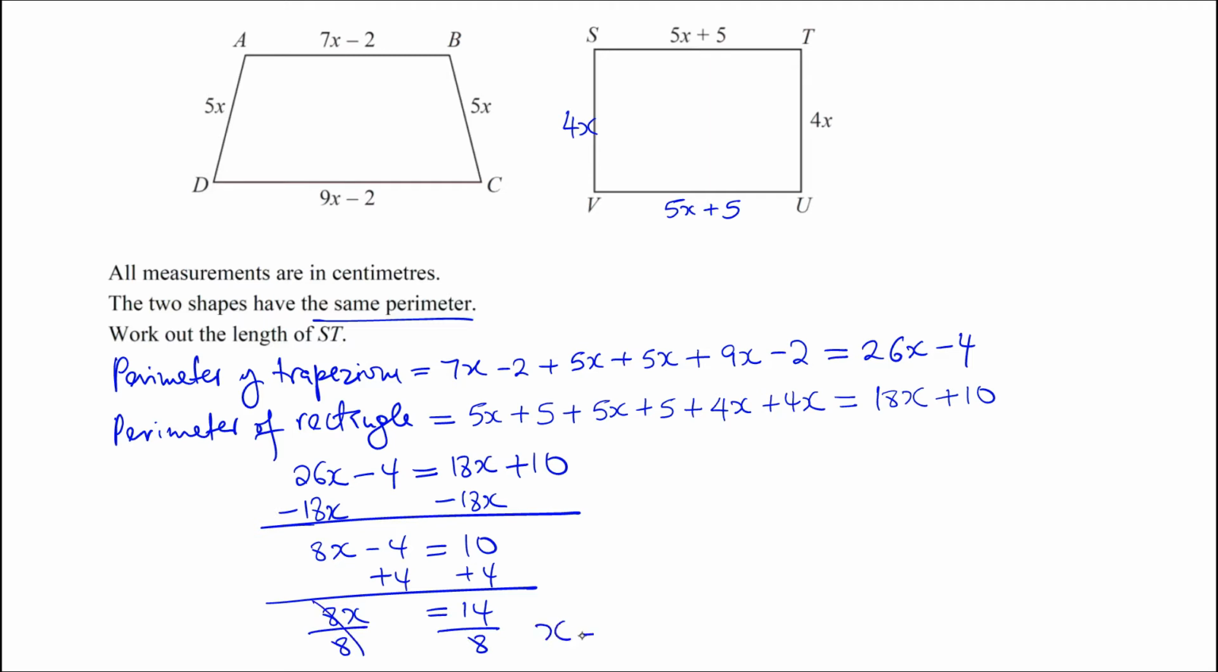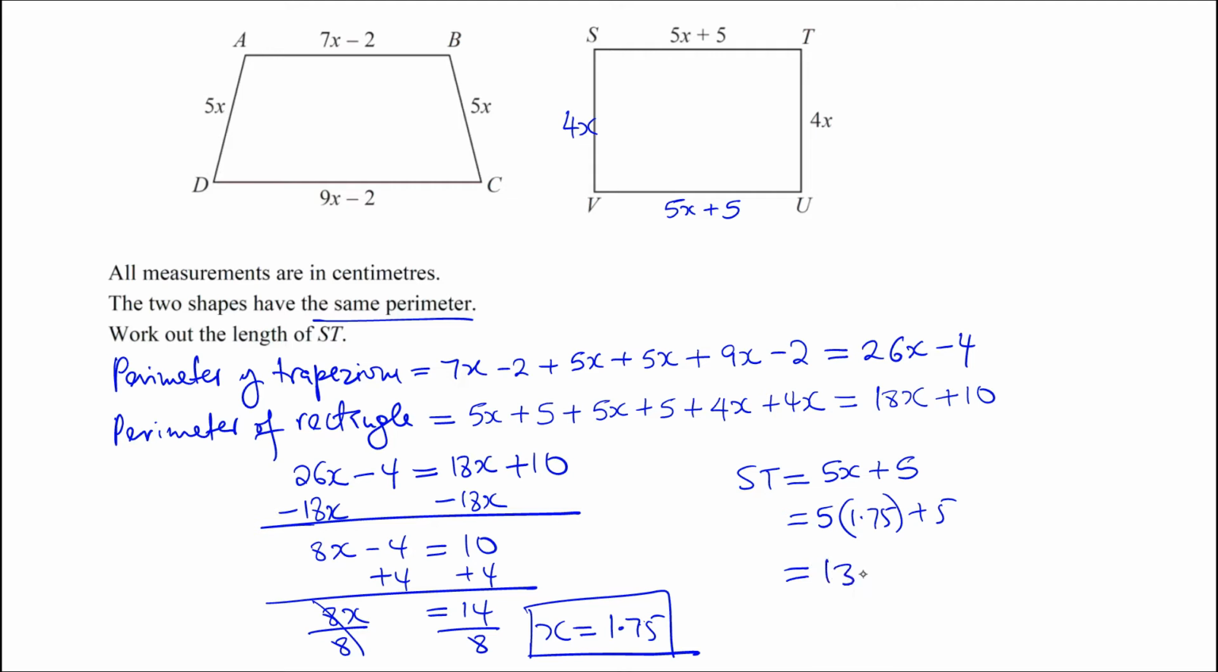So x will be equal to 1.75. All right, so which implies that ST, which is equal to 5x plus 5, will be equal to 5 multiplied by 1.75 plus 5, and that will be equal to 13.75.